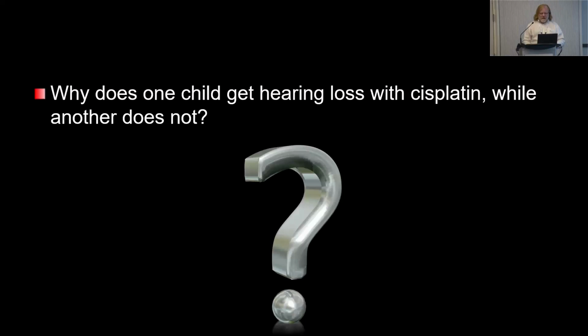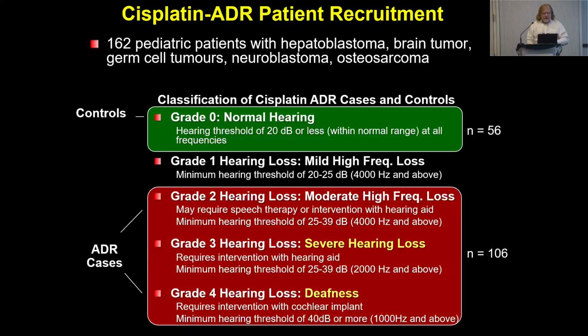So why does one child get hearing loss and another not? So what we began doing is taking 162 children. Again, these are rare tumors. So even across a country like Canada, it took us quite a while to accrue this number of patients. And we ended up with 106 cases and actually fewer patients with normal hearing because the frequency of hearing loss from cisplatin is greater than 60% in children overall. And so we ended up with a small number of controls. And the cases were defined as a level of hearing loss that would be what we would intervene with.